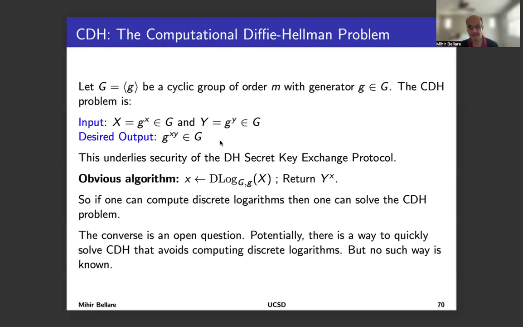Now, it's worth being a little careful to note that it's possible that there exist clever and alternative ways to solve computational Diffie-Hellman which do not require computing discrete logs. I have no idea how that might work, but nobody has actually ruled it out. And given that nobody seems to have an approach to do that, the way we understand these two problems is as being kind of the same.